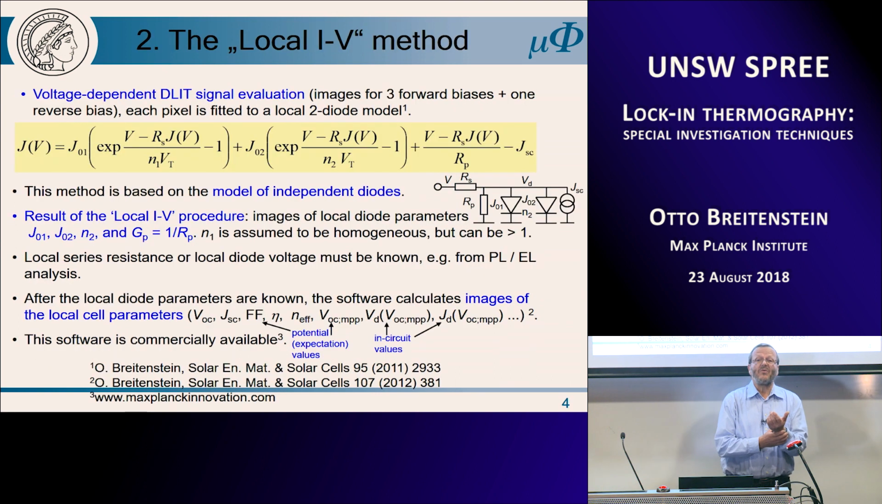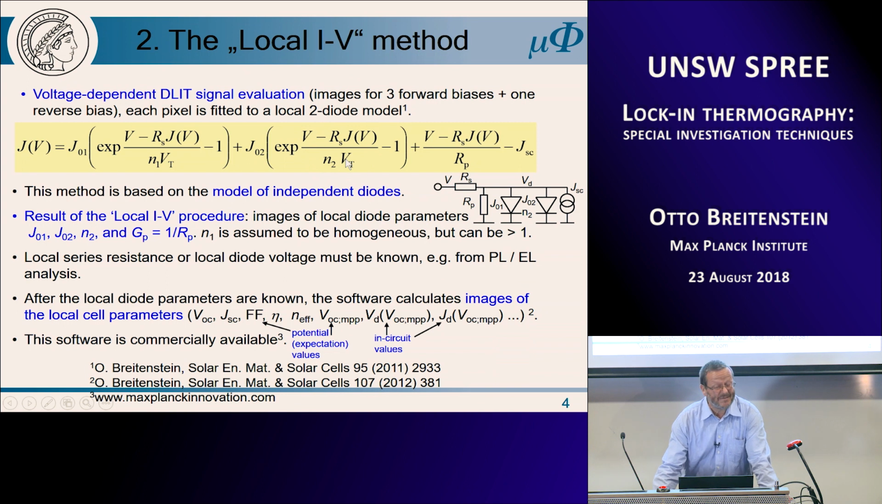Now, let us come to more details of the local I-V method. As I have mentioned already before, dark lock-in thermography can be interpreted so that the signal is directly proportional to the locally dissipated power density, and this means, for a given applied voltage, to the locally flowing current density. And this is a so-called two-diode model here, which I have shown already in my first talk. This is the first diode, which describes recombination in the bulk and at the back surface. This is the second diode, which describes recombination in the depletion region, in the PN junction. This is ohmic shunting, and here the short-circuit current density.